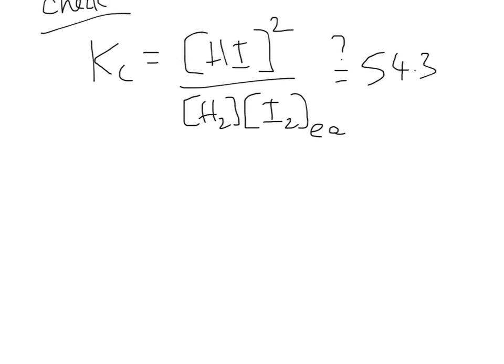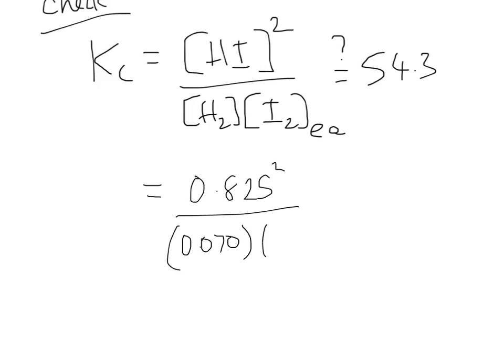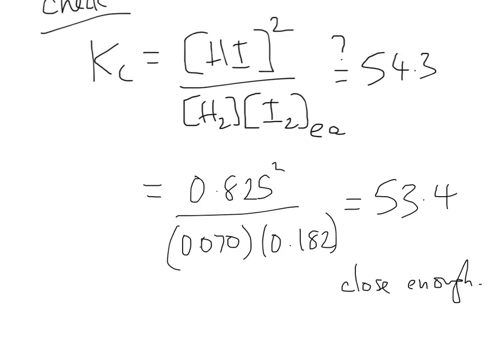So let's check. So if we plug those values in above, HI was 0.825. We're squaring that. H2 was 0.07. And we're multiplying that by iodine, which was 0.182. And when we calculate that, that gives us 53.4. So, probably close enough. So why isn't it exact? Well, if you notice, all the way through, I was rounding off. And so we've accumulated a good amount of round-off error. I would say as long as you're within 10%, you're probably pretty comfortably close.